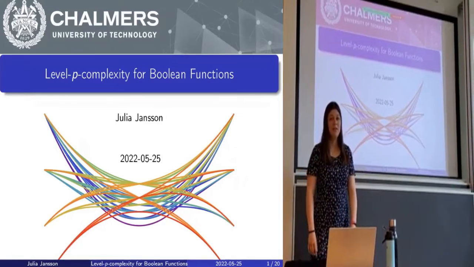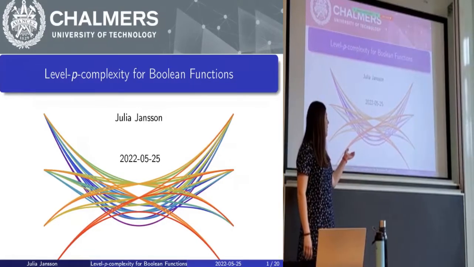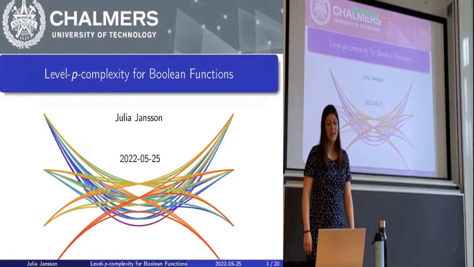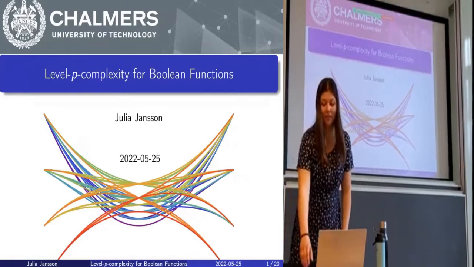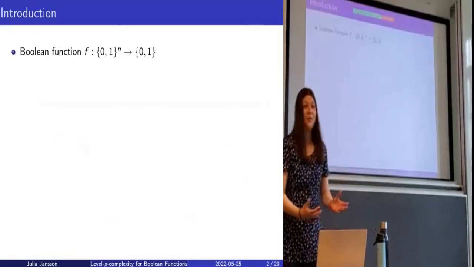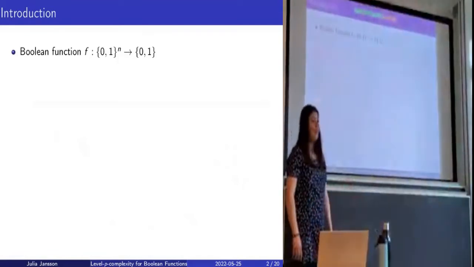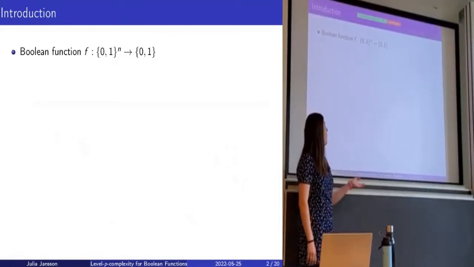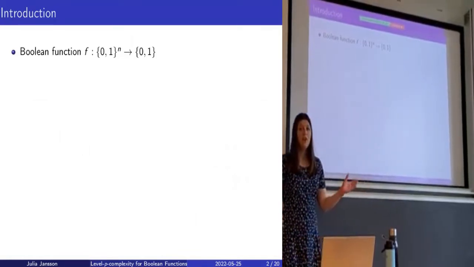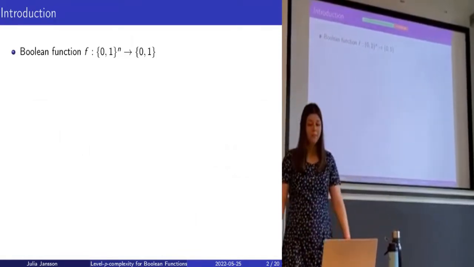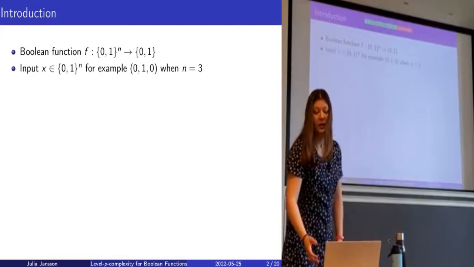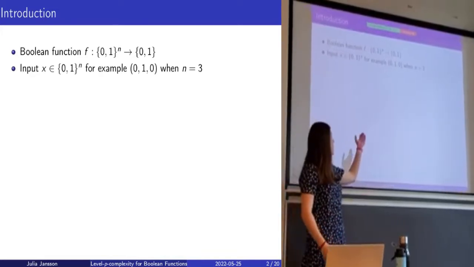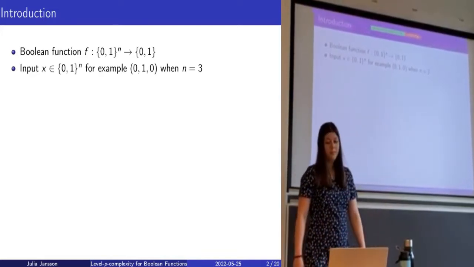I will present my master thesis about level P complexity for Boolean functions. First of all, let's start by dissecting the title. What is a Boolean function? It's a function going from n bits that are 0 or 1 to 1 bit. The input could look, for example, like this: 0, 1, 0 when n is 3.